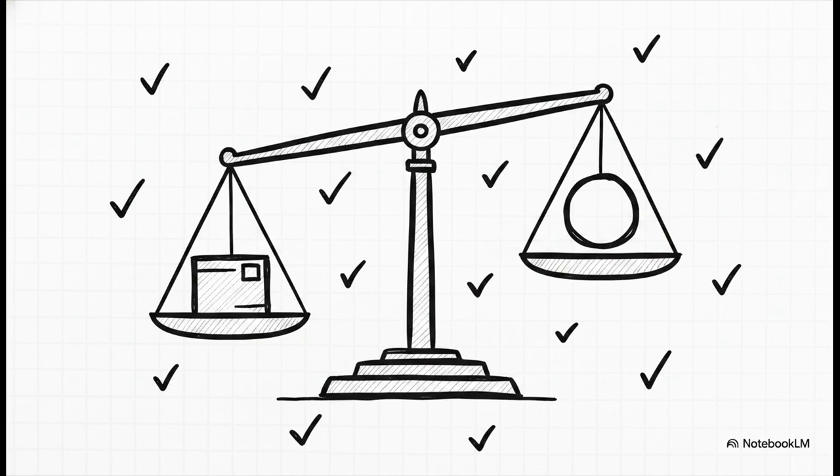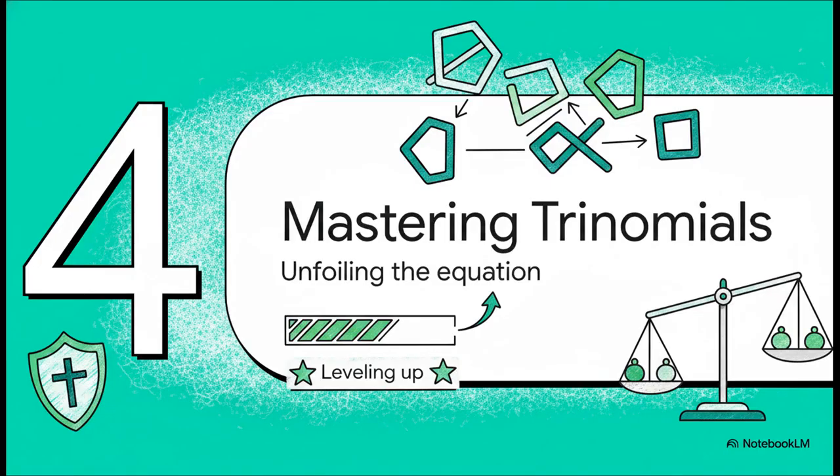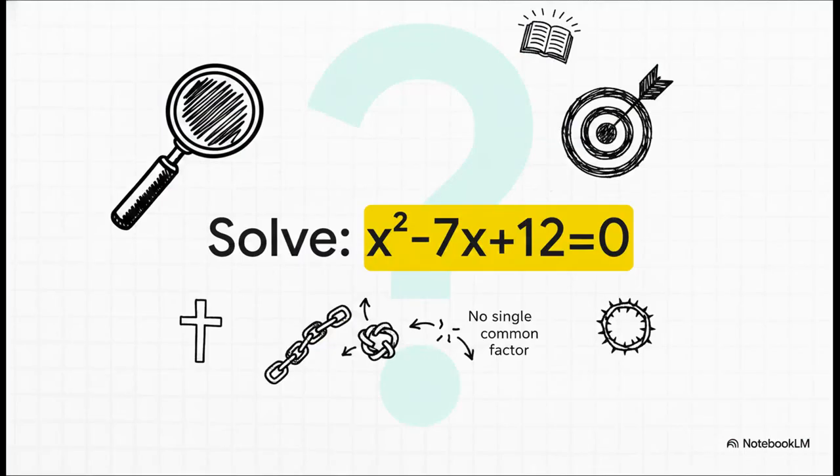And hey, if you plug either of those numbers back into our original sealed box, the equation bounces perfectly to 0. Ready for the next level? Section 4. Mastering trinomial factoring. It is time to unfoil the equation. Here is our next challenge.